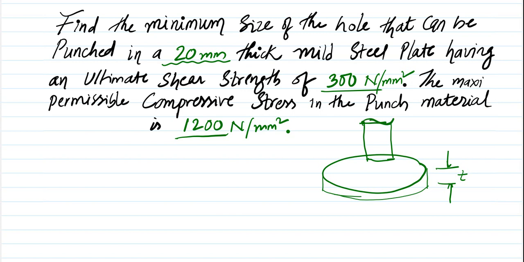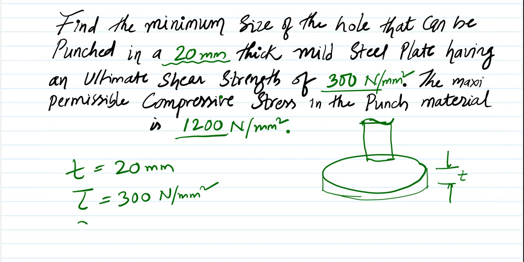So you need to find the minimum size of the hole that can be punched in a 20 mm thick mild steel plate. So thickness of the plate is T equal to 20 mm. The shear stress in the material, that is tau, is 300 newton per millimeter square, and the maximum permissible compressive stress, that is sigma c, in the punch material is 1200 newton per millimeter square.